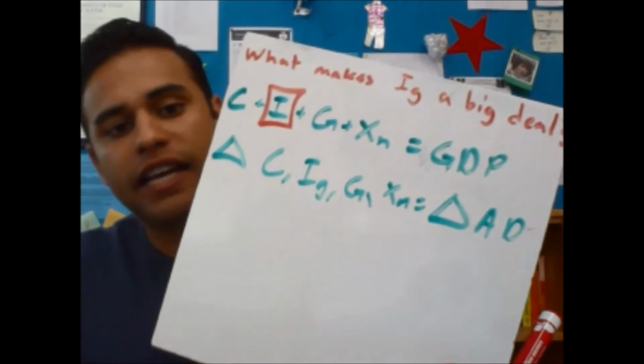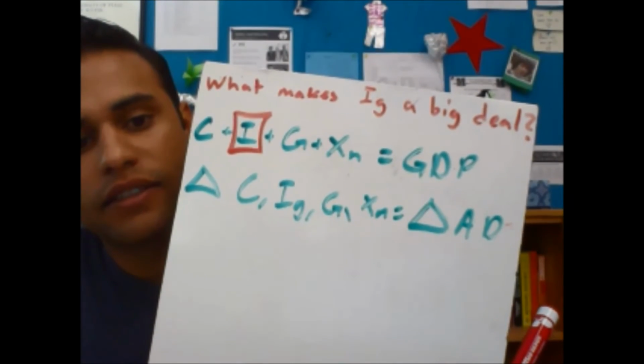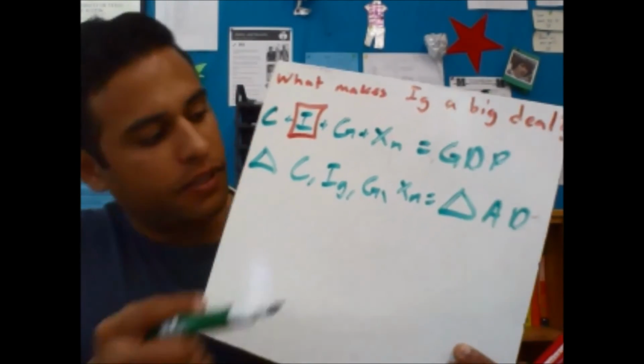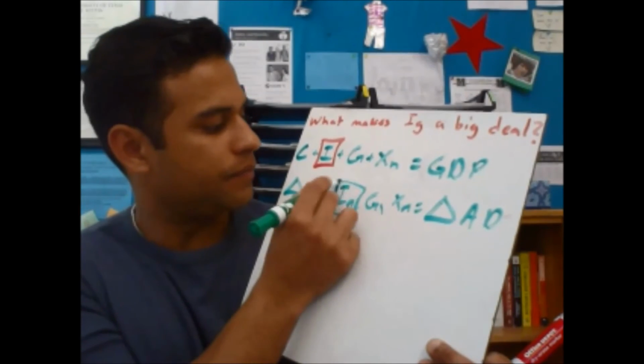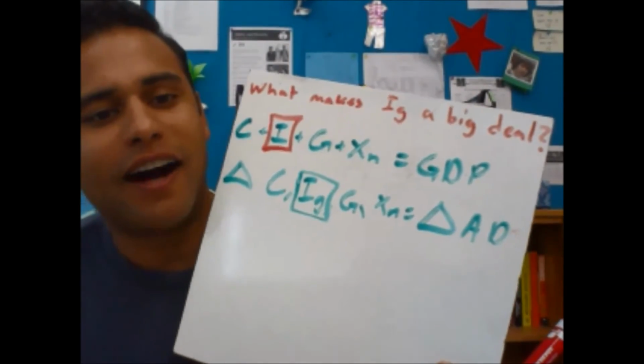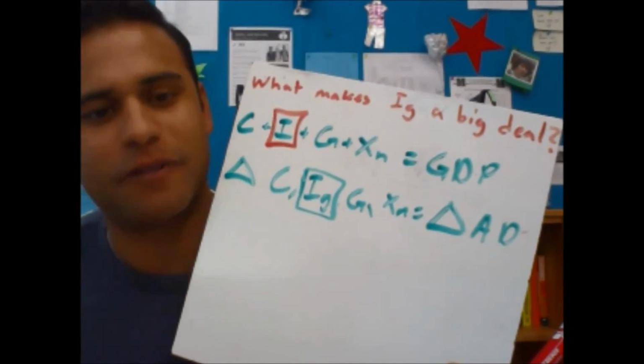No. It's a big deal also because we know that a change in GDP equals a change in aggregate demand. So this statement is also true. Changes in GDP equal a change in aggregate demand. And investment is part of GDP. And I haven't really told you yet why investment is any more of a big deal than any of the other components, but we're going to get there.